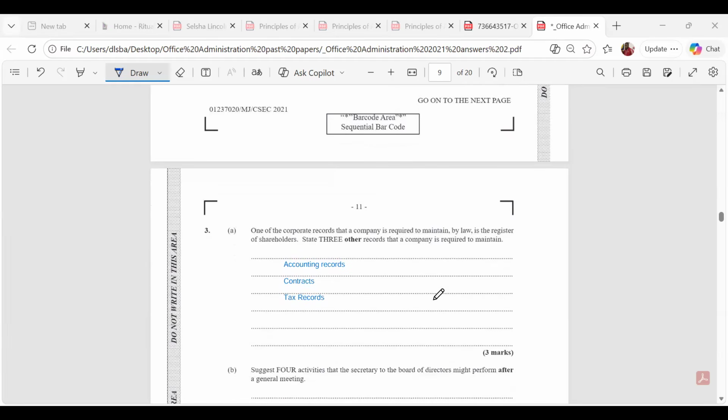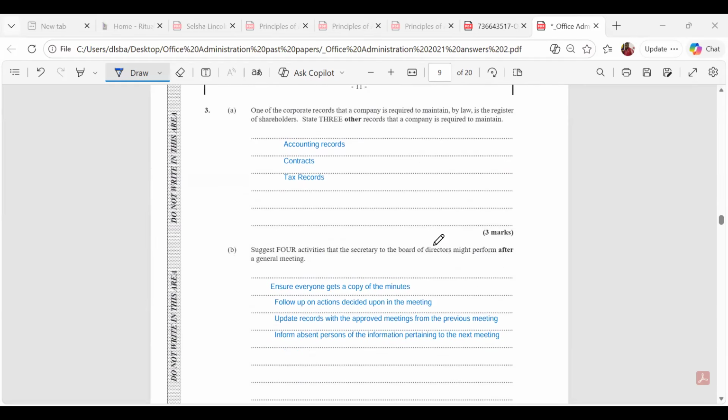Then they suggest 4 activities that the secretary and the board of directors might perform after a general meeting. Right, so after the general meeting, she, or he or she, would have to complete the minutes and send a copy of the minutes to everyone.